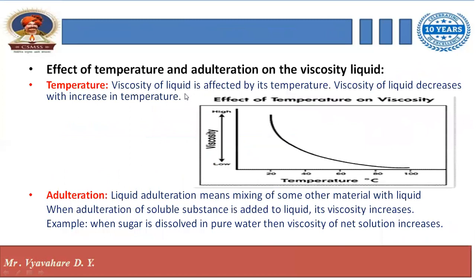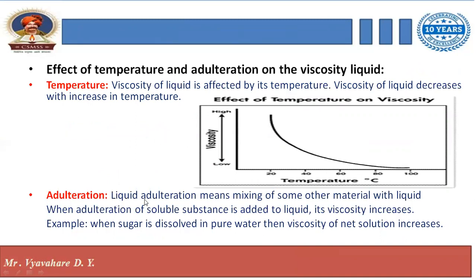The effect of temperature and adulteration on the viscosity of a liquid. The viscosity of a liquid is affected by its temperature. The viscosity of a liquid decreases with an increase in temperature. When we increase the temperature of a liquid, its viscosity decreases.